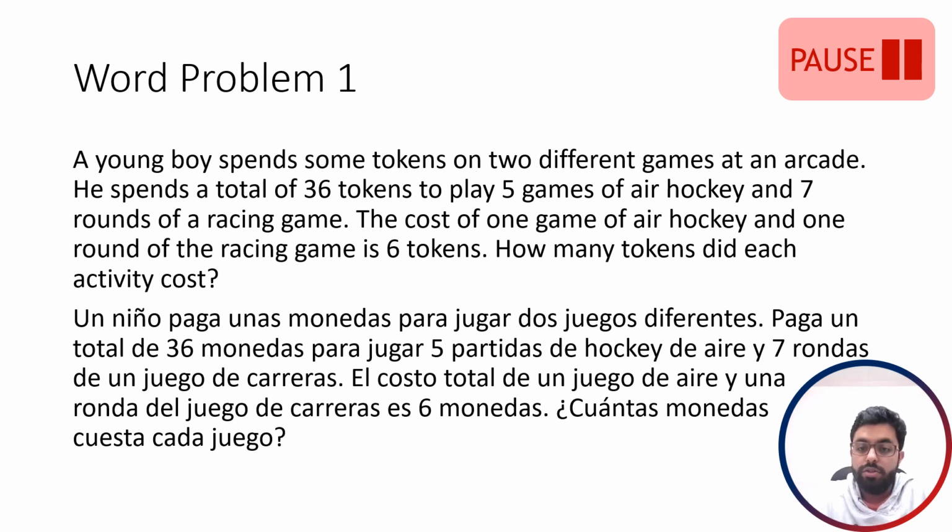Now the total cost of 1 game of air hockey and 1 round of the racing game is 6 tokens. So that's 6 tokens for one of each. How many tokens did each activity cost? Basically, how many tokens does it cost to play each game once? You know that to play both games once is going to be 6 tokens, and to play 5 games of air hockey and 7 rounds of the racing game is going to be 36 tokens in total. So you can pause the video, think about it, and talk about how you're going to solve the problem.